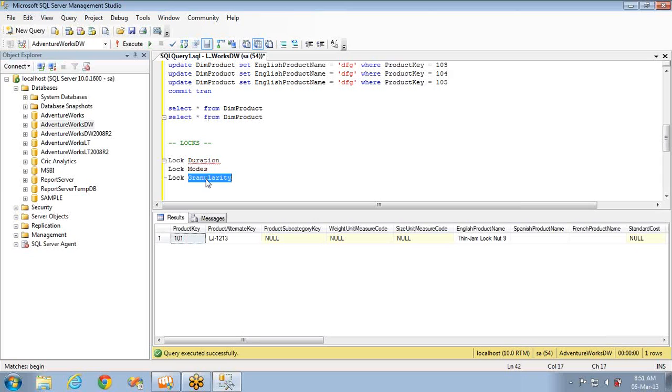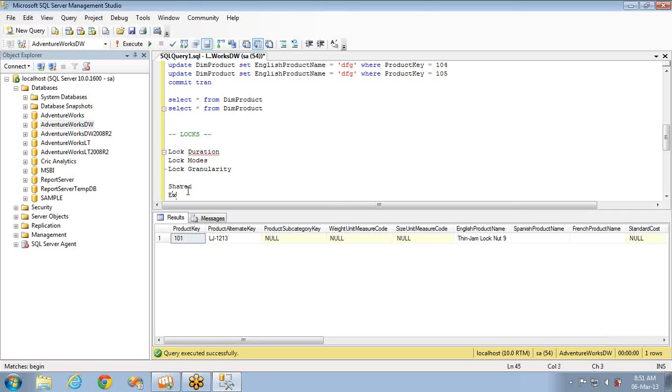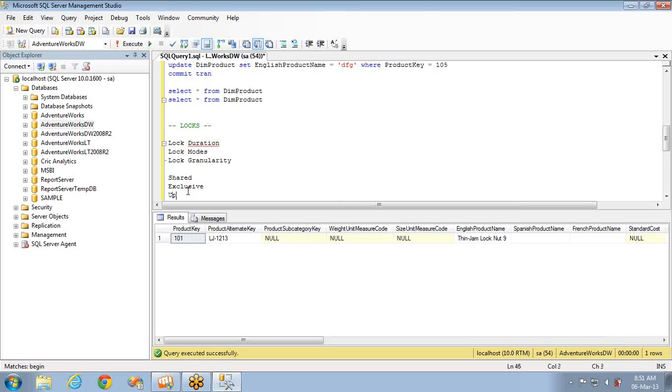Granularity means setting locks at different levels: page, row, table, and database level. You can set a different granularity. So at page level or at row level, you can set three different kinds of locks. One is shared lock, the next one is exclusive lock, and the third one is update lock. The short form of the first is shared, the short form of the second is capital X for exclusive, and the short form of the third is update lock.